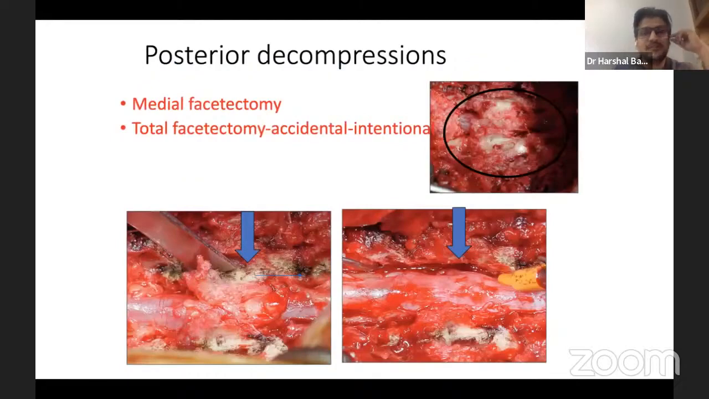Posterior decompression, medial facetectomy. If you see the first image on the right side, upper column, you can see two kissing facets very close to each other. You cannot adequately decompress by just doing a midline decompression. You have to go for a nice lateral release.